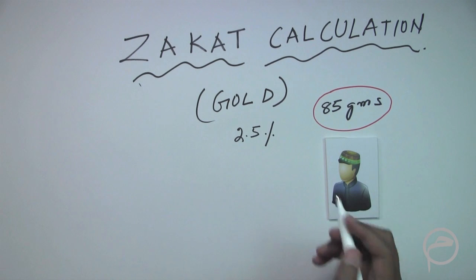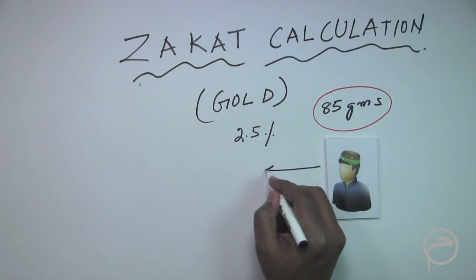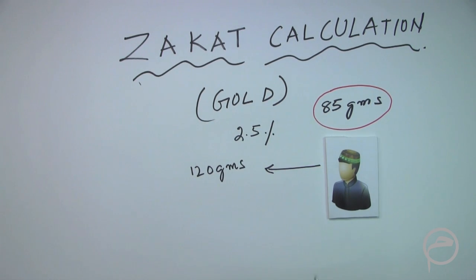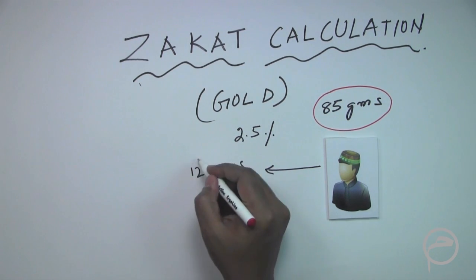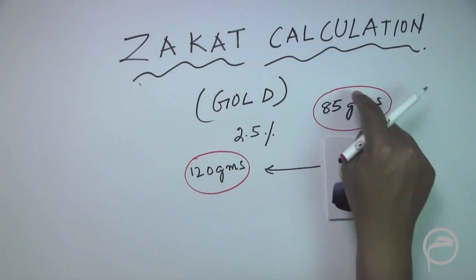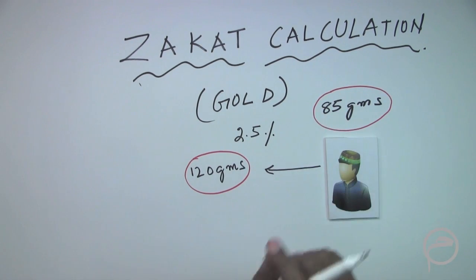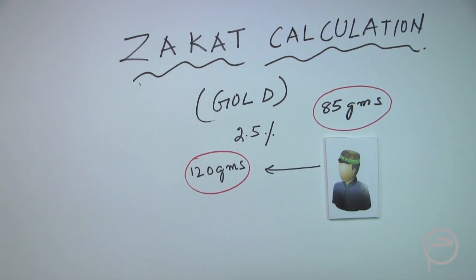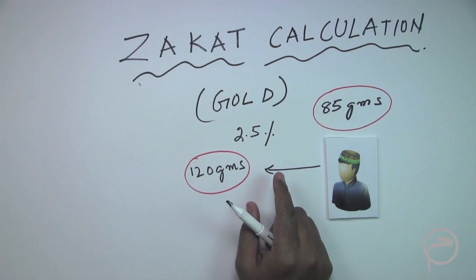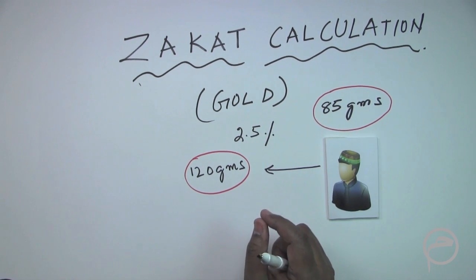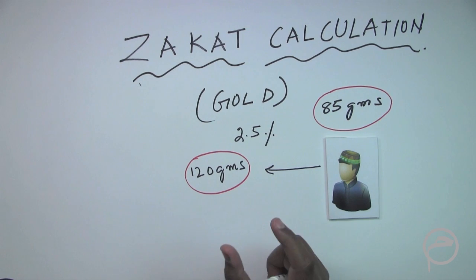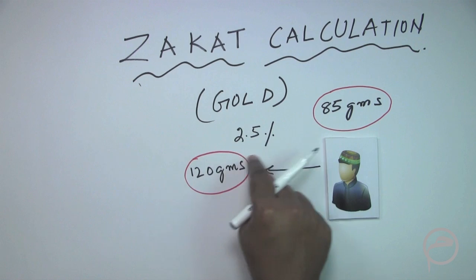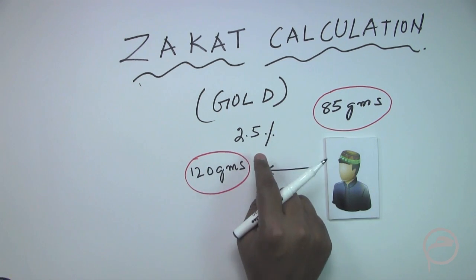A person, for example, has 120 grams of gold. Okay? He has 120 grams of gold. So he passes the eligibility to pay zakat because he has more than 85 grams of gold. So now we are using a lunar calendar. Lunar calendar is basically an Islamic calendar. So if we are calculating based on a lunar calendar, then we have to pay 2.5% as tax.